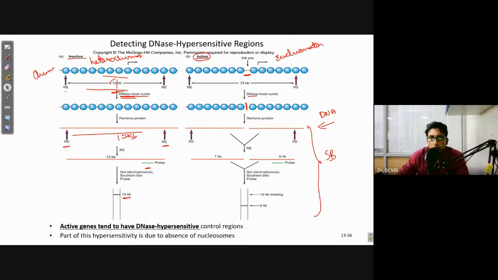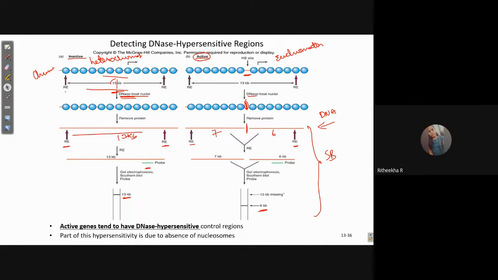Whereas in the euchromatin one, because the DNA is cut here, and later we cut with the restriction endonuclease, we have a 7 kb fragment and a 6 kb fragment. When we run the electrophoresis, we are going to see a 6 kb fragment, and the 7 kb fragment is not visible. Can anybody answer me why? It's a simple question though. Anybody? Because of the probe, which is only... Yes, 6 kb.